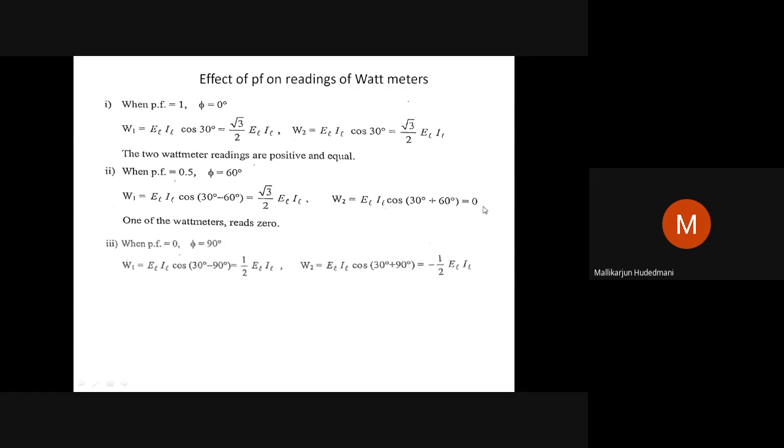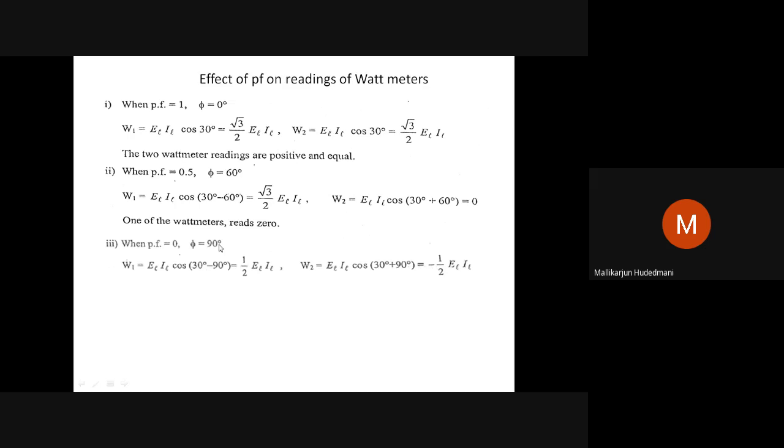That instrument practically reads 0. The indicator will not shift. The only power read is by one of the instruments, which is given by root 3 by 2 ELIL. So what is the knowledge we get here? When the power factor of the load is 0.5, one of the wattmeters reads 0. Then if I move again, when the power factor is 0, it means phase angle is 90 degrees.